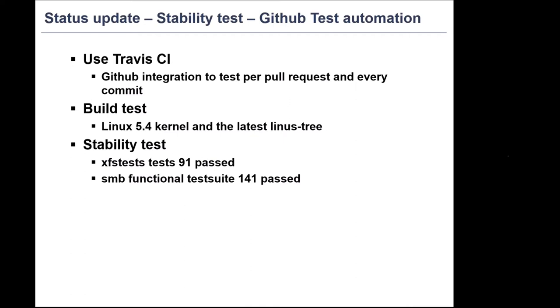For ksmbd built-in test automation, there are several CIs, but we chose Travis CI because it is possible to integrate with GitHub. By using Travis CI, we can automatically test patches in pull requests. Tests consist of a build test and a stability test. Travis CI will do the build test with the 5.4 kernel and the latest rxe3. Then Travis CI runs xfstests and smbtorture test cases to check for stability issues in a new patch. Test automation lets us find bugs in a pull request in advance. After resolving them, the patch will be merged into ksmbd to keep it as stable as possible.